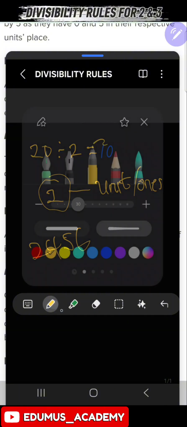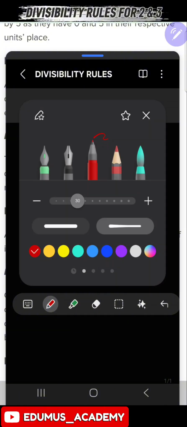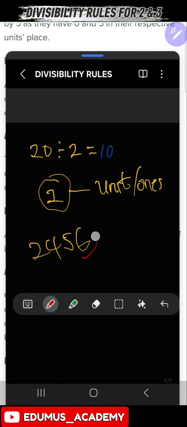The unit digit will be 6. You can see 6 is the unit digit. What about 5? 10's digit. What about 4? 100's digit. What about 2? 1,000's digit.